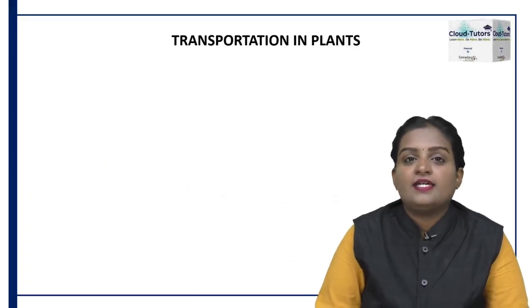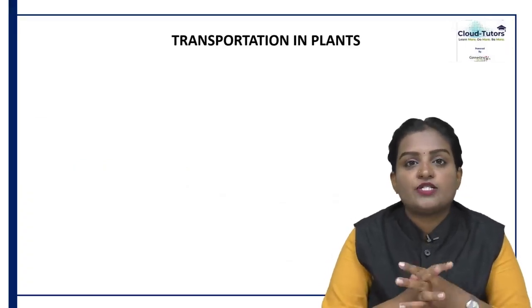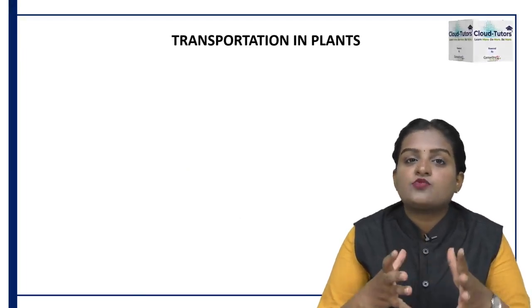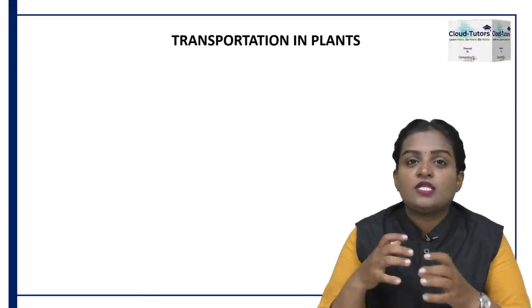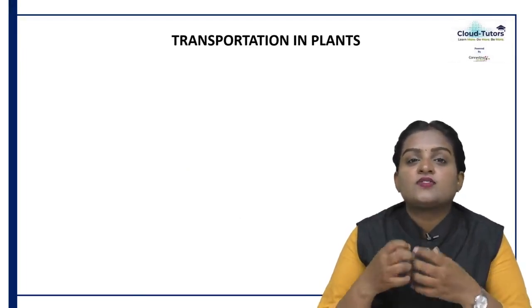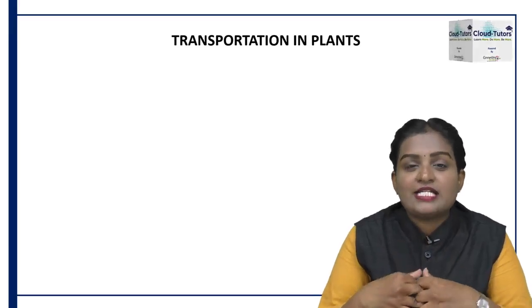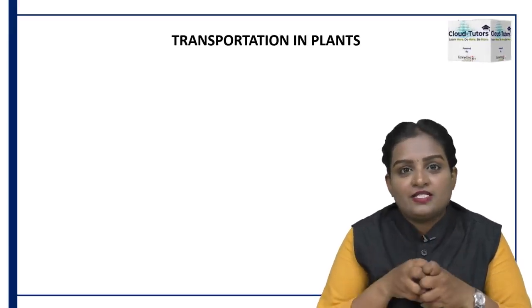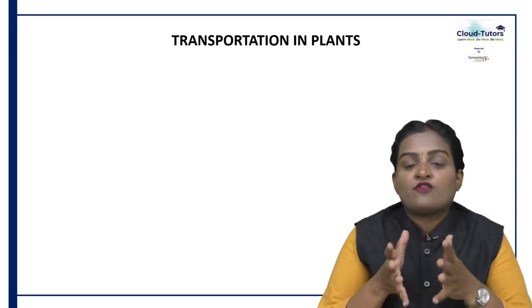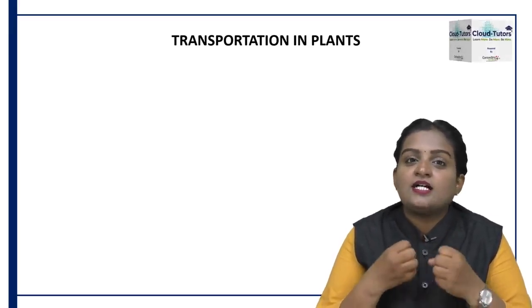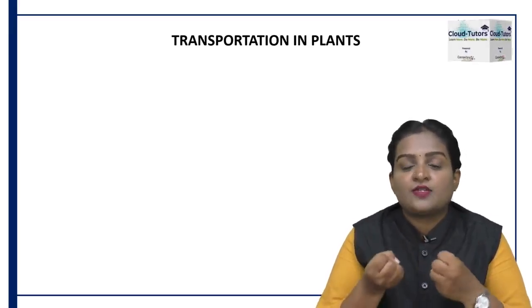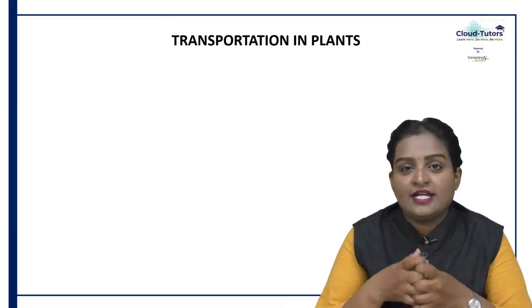Now let's see the next topic, that is transportation in plants. Transportation is an essential process so that the substance that is taken in from one part of the body can be used up in other parts. So if there is lack of transportation, then the parts that need the substance will never get it.